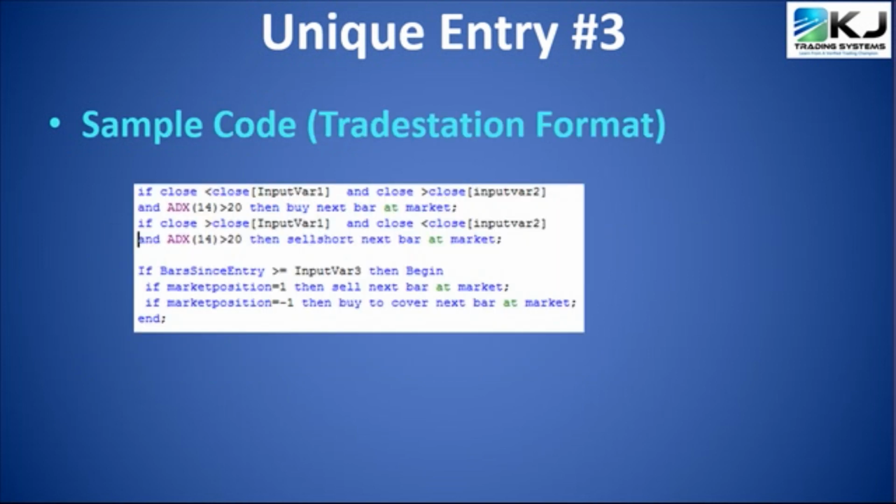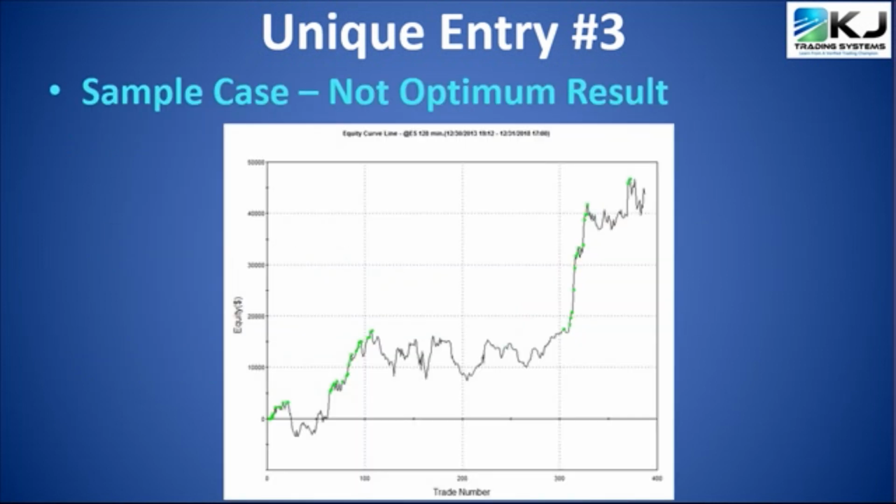So here's your sample code. Here's some sample equity curve. And again, it looks good. It would have to be refined, but you get the idea that something like this could work. And that's what's important. Entry number 4 is a double momentum with a long-term moving average.